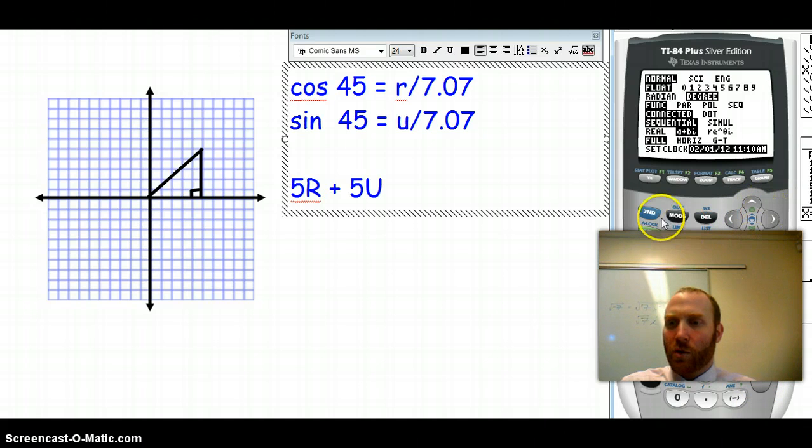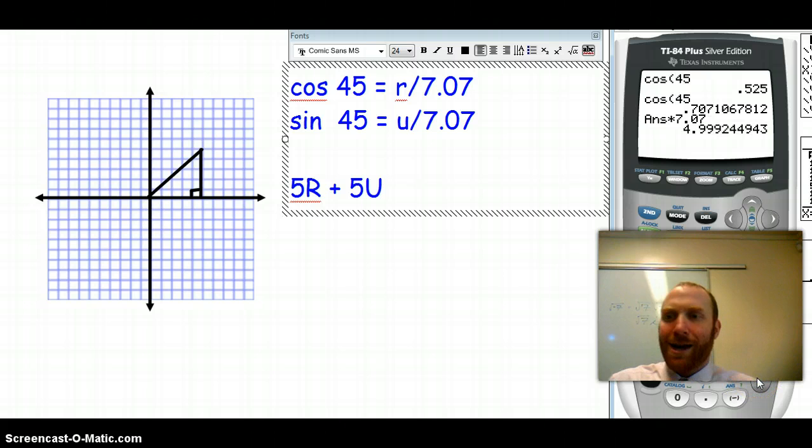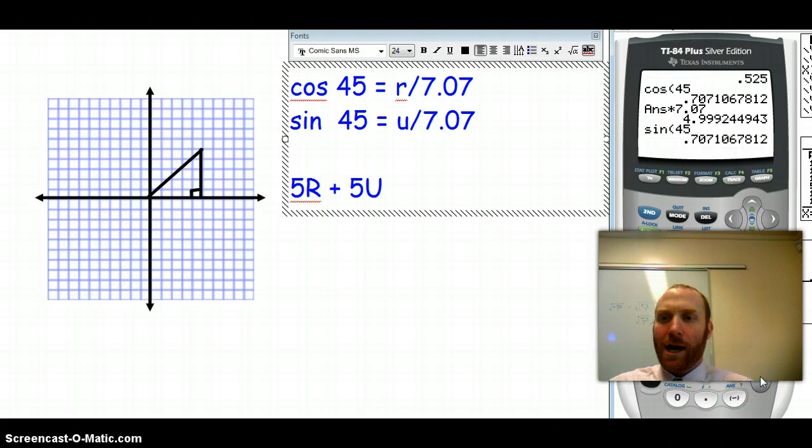We can try that question again. Second entry, 0.707, and multiply that by 7.07, and I get something very, very close to 5. It definitely turned out to be 5 this time if I was rounding, as we've talked about. Of course, the sine of 45 is exactly the same, and so it works out to be perfect there. So that's 5r and 5u.